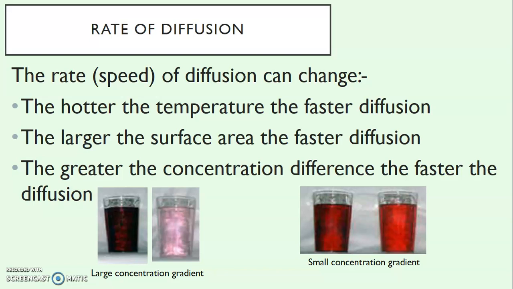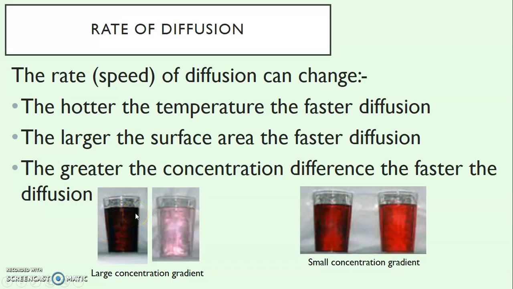The larger the surface area, the faster the diffusion, and hopefully you would have found out about that in your research. So for example, the alveoli in the lungs or gills in a fish increase the surface area. And then finally, the greater the concentration difference, the faster the diffusion. And what we mean by this is the difference between the high and the low. So this is a really high concentration and a really low concentration.